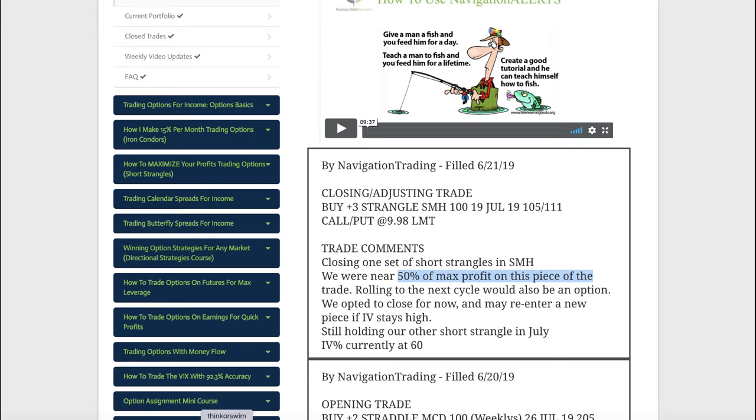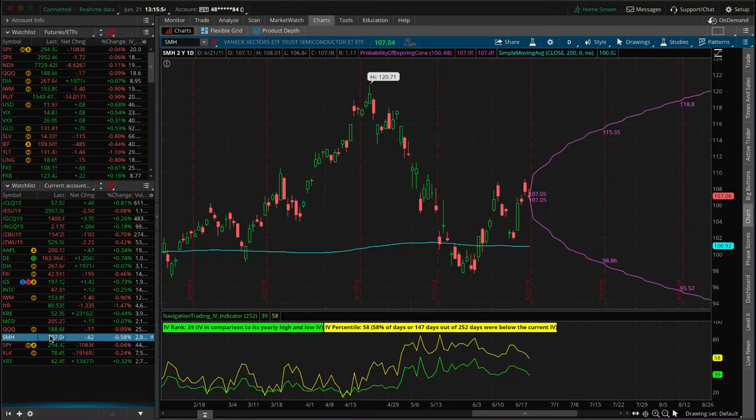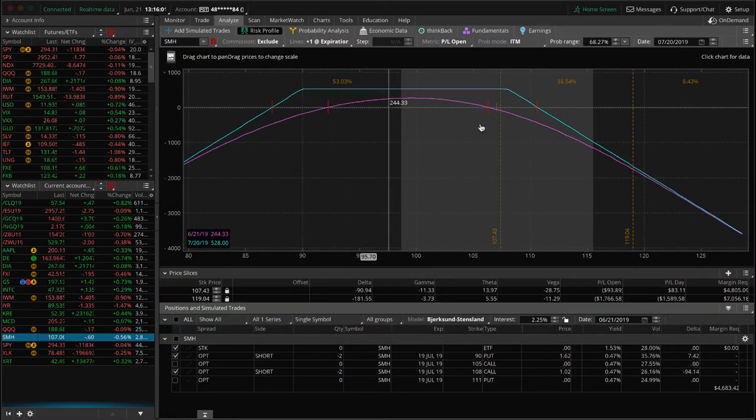Implied volatility is still decently high in SMH. Let's take a look at that. Yeah, it's at 58 on the IV percentile. And so we went ahead and closed out that one piece, still holding this one.